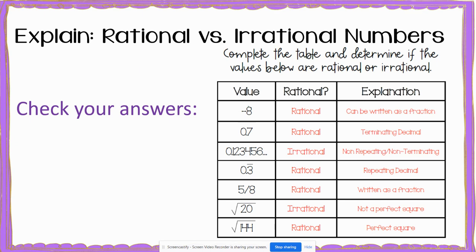-8 is a rational number. Remember that -8 can be written as -8 over 1. So any whole number or integer would be considered a rational number. 0.7 is also a rational number. This is a terminating decimal. And remember, terminating decimals can always be written as fractions because technically this says 7/10, which I could write as 7 over 10.